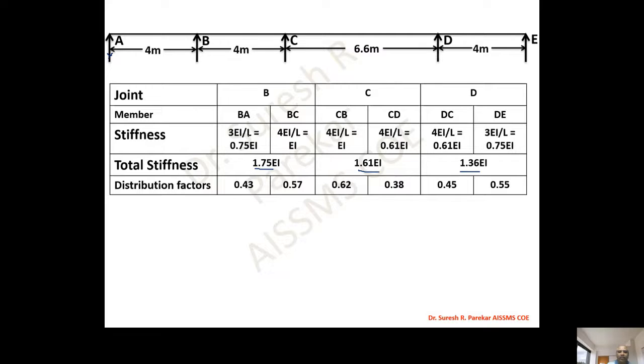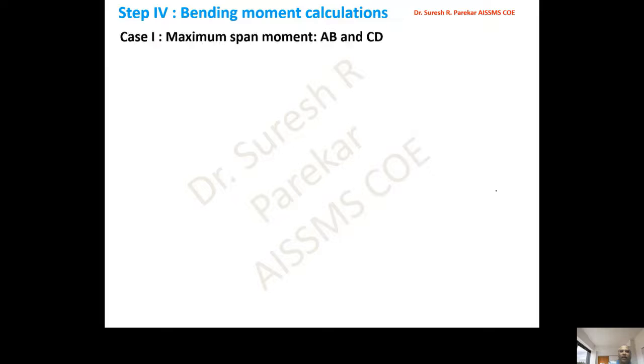And then we have stiffness of member upon total stiffness. So 0.75 divided by 1.75, we will get 0.43. EI 1, so nothing is there, means 1, we have 1 upon 1.75, 0.57. So likewise, now we have 1 EI. So 1 upon 1.61, 0.62, 0.61, we have 0.38. Similarly, 0.61 upon 1.36, 0.45, 0.75 upon 1.36, 0.55. So likewise, we have these distribution factors. And now we will go to bending moment calculations.